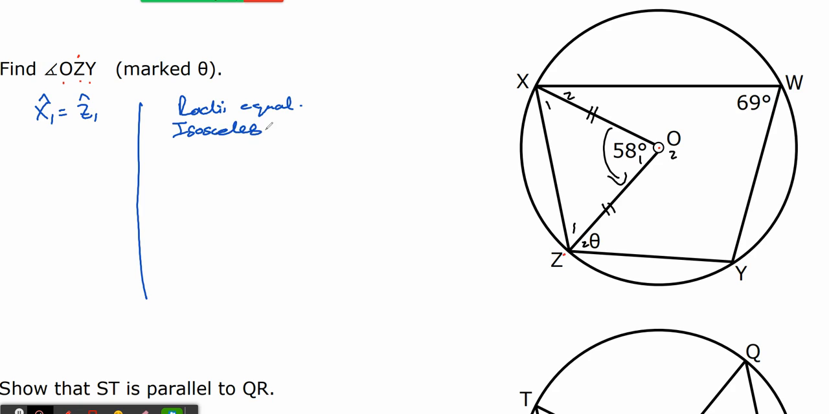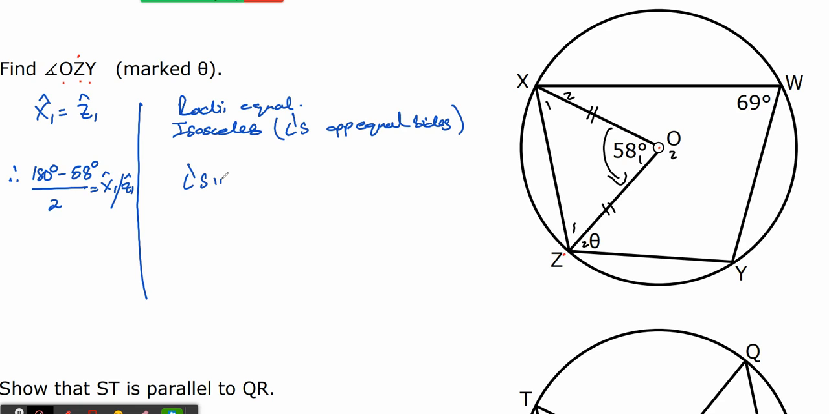Just check with your teacher to make sure that you got the reason that they want as well. Sometimes also known as angles opposite equal sides. All right, angles opposite equal sides. So X1 is going to be equal to Z1. Therefore, I take 180 degrees minus 58 degrees and I divide it by 2, I will get X1 or Z1.